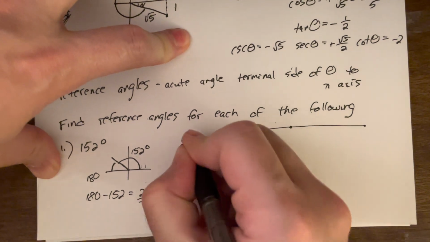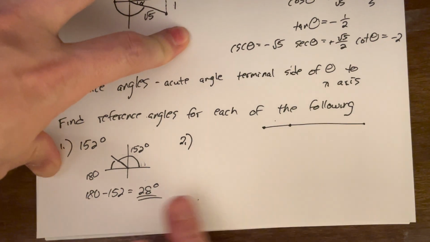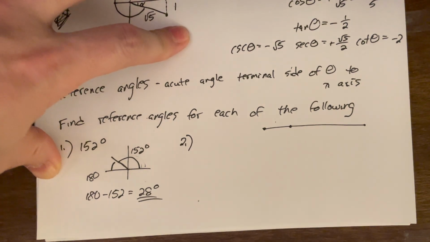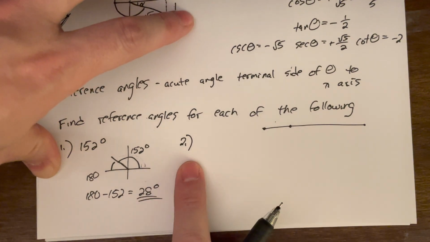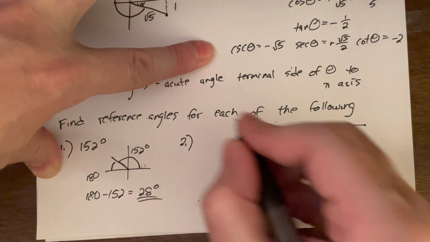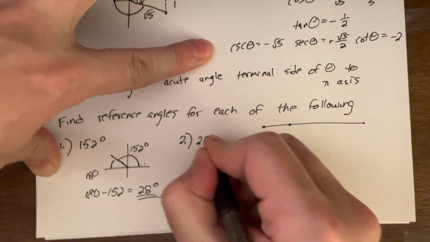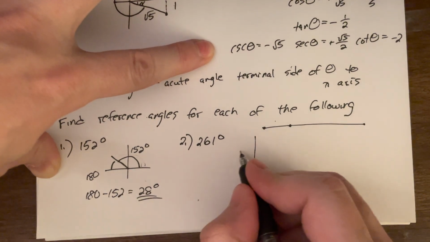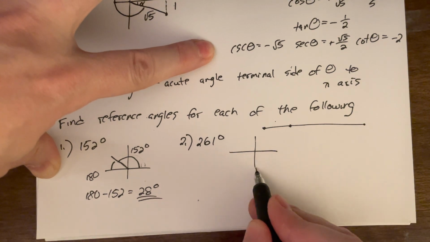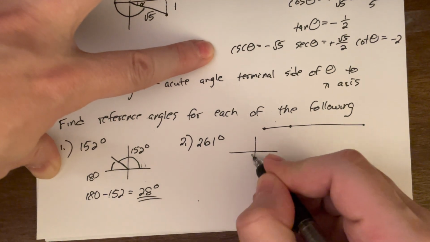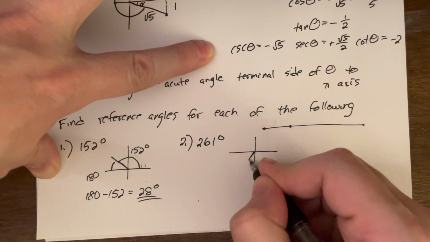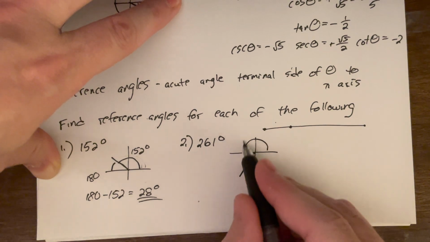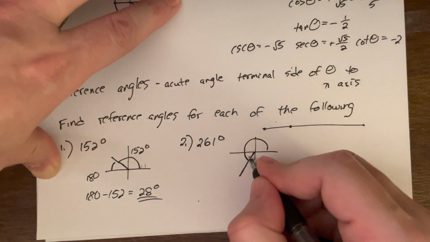Similarly, let's go to number 2. I'm going to start these off with degrees, everybody. We'll come back and do some radians in just a few moments. So let's find a reference angle for 261 degrees. Well, 261 is bigger than 180, smaller than 270. It's pretty close to 270, but again, I don't need this to be too accurate, I just need the quadrant. So there's 261 degrees.